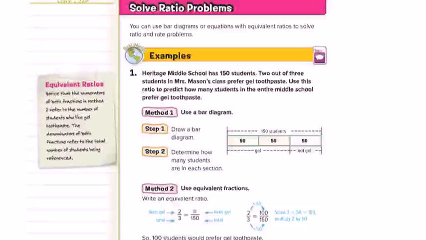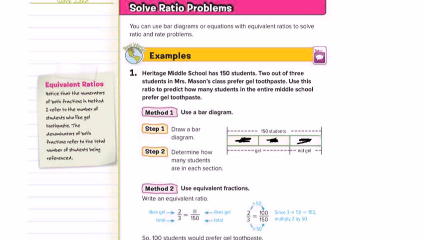So if we look at method 1, using the bar diagram, they already have the bar diagram shown. Step 1 is to draw the bar diagram. Before I go through drawing this diagram, I want you to picture it before this number is in each section in the middle, because that'll help us realize where everything came from a little bit more.